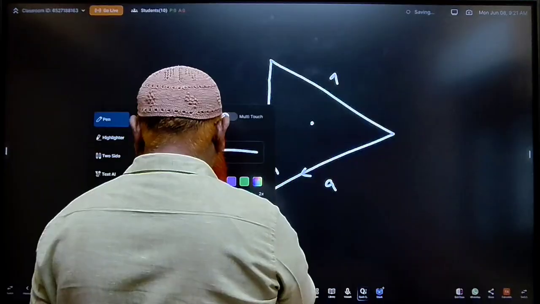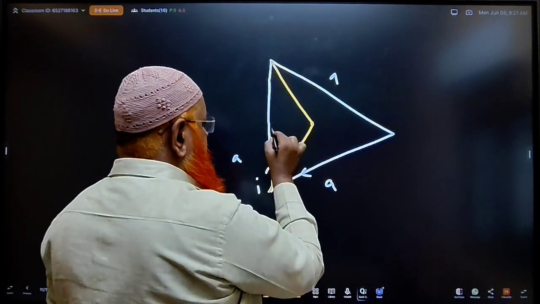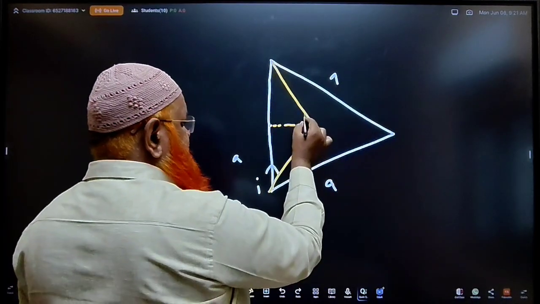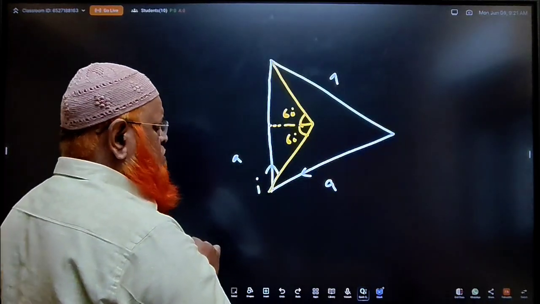So what are you going to do now? From the middle, I take this as distance. Now I draw a line in the middle. Okay, so what is this going to be? This is 60 degrees, and this is also 60 degrees. Okay, so what is this side?